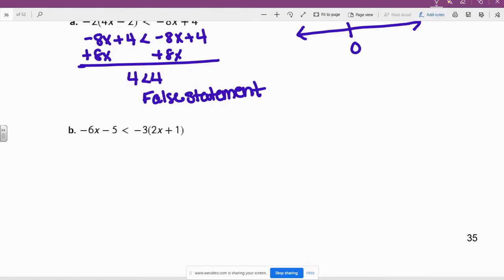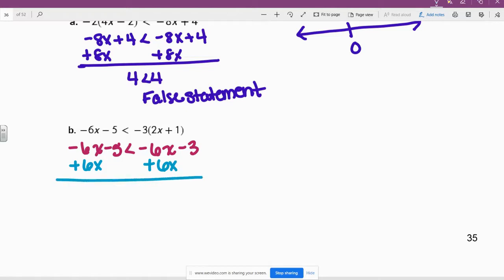B, on the left side, there's nothing to do. So -6x minus 5 is less than, distribute the -3. So we get -6x minus 3. Again, you notice the coefficients are the same, but I'll go ahead and add 6x to both sides so we can look at the false statement or true statement. So we get negative 5 is less than negative 3. In other words, is negative 5 smaller than negative 3? And the answer is yes.